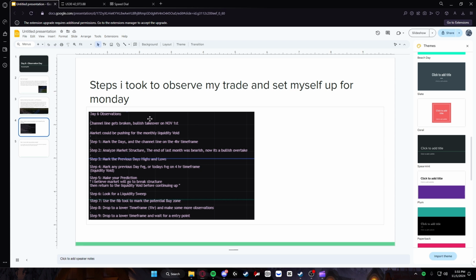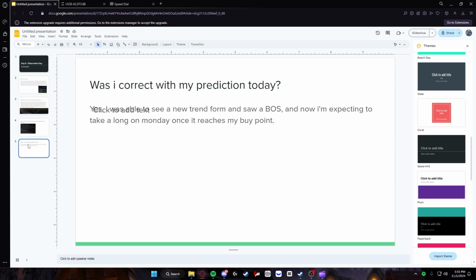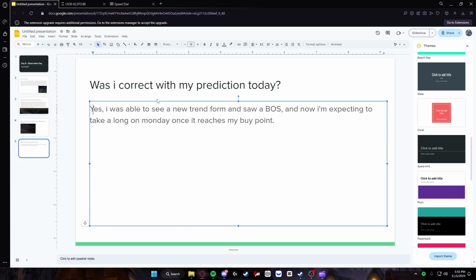The steps I took: I look for a liquidity sweep, I didn't do that this time. Was I correct with my prediction? Yes, I was able to see the new trend form and saw a break of structure. I'm not expecting to take a long on Monday until it reaches my buy point.